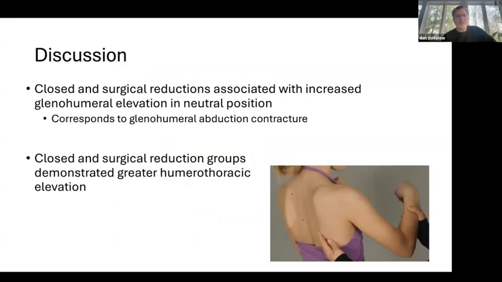So we found that closed and surgical reductions were associated with increased glenohumeral elevation in the neutral position, and it corresponded to the glenohumeral abduction contracture. So the amount of additional abduction you got from these tendon transfers had to do not with the muscle becoming more effective as an abductor, but actually with the contracture that you created in the joint. And these closed and surgical reduction groups demonstrated, therefore, greater humerothoracic elevation.